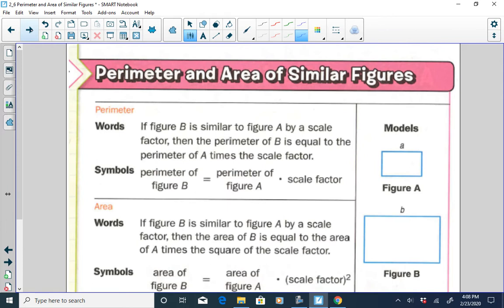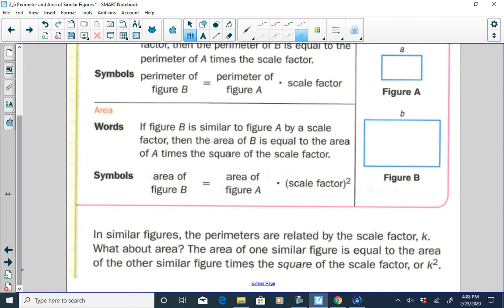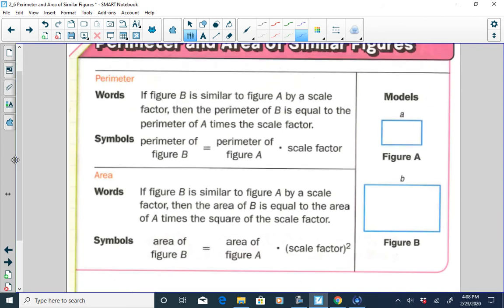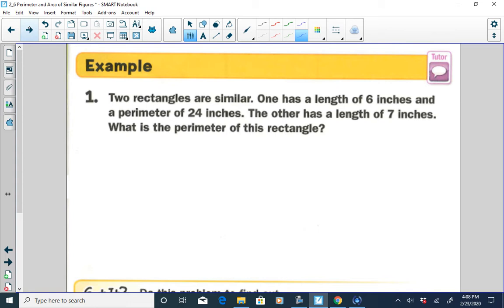we move on. So those same rules we can reword just a bit. So let's take a look at how we can reword them. If figure B is similar to figure A by a scale factor, then the perimeter of B is equal to the perimeter of A times that scale factor. So it's the same rule, just reworded a bit. The rule for area would be worded this way. If figure B is similar to figure A by a scale factor, then the area of B is equal to the area of A times the square of the scale factor. Okay? So we'll continue to solve problems using the proportion idea.